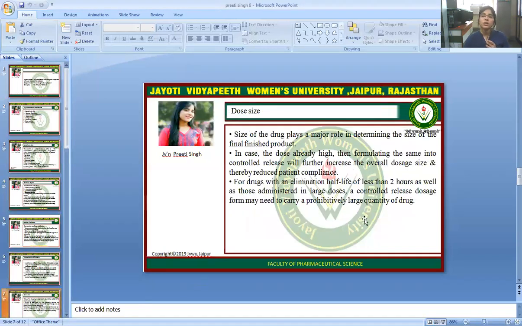So what is the dose size? Size of the dose plays a major role in determining the size of the final finished product. In case the dose is already high, then formulating the same into controlled release will further increase the overall dosage size and thereby reduce patient compliance. For drugs with an elimination half-life of less than 2 hours, as well as those administered in large doses, a controlled release dosage form may need to carry a prohibitively large quantity of drug.